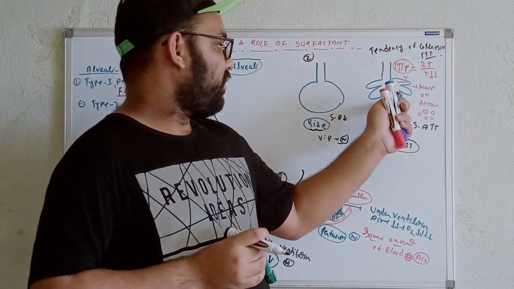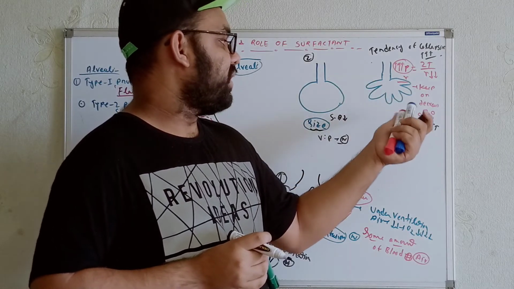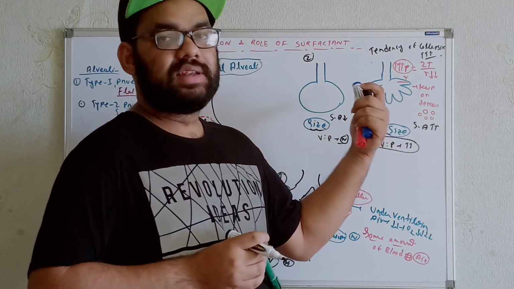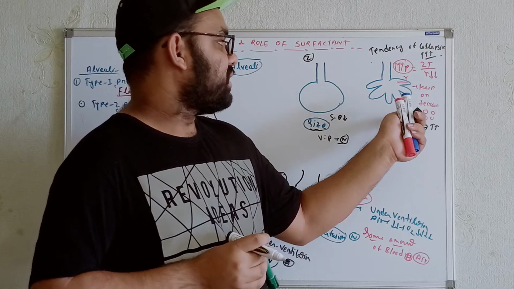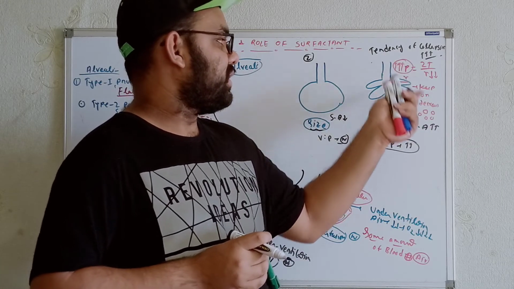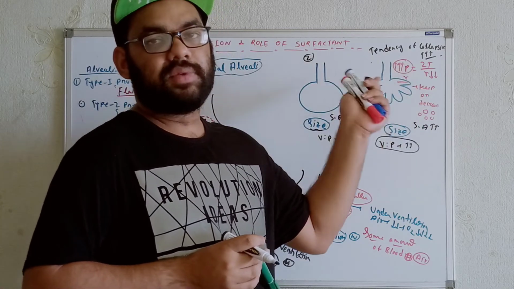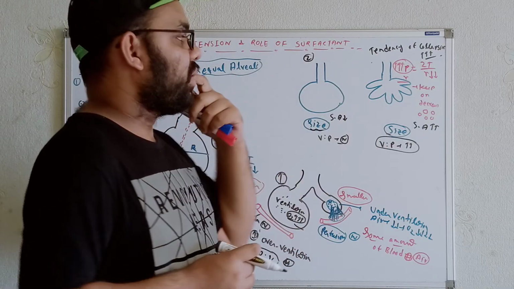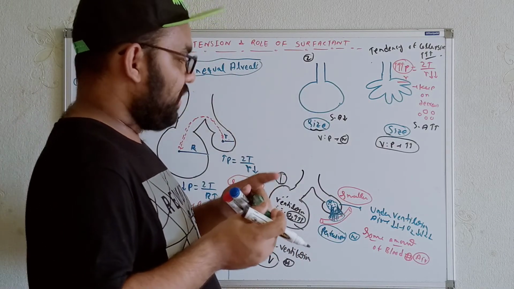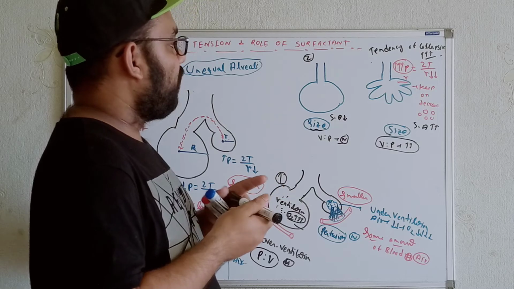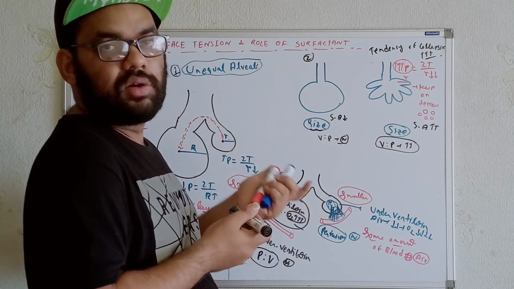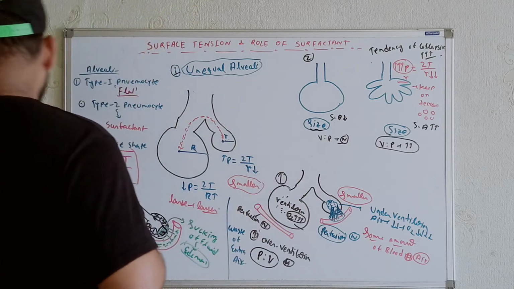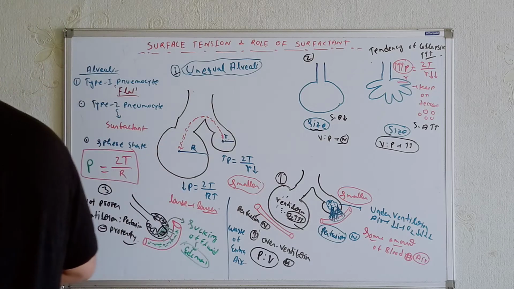But if we get a very small sphere, definitely the radius will be much less, and as a result the collapsing pressure will be much more. Whenever the collapsing pressure is much more, there is definitely a chance of developing a collapsing tendency, alveolar collapse. Now we'll talk about the surfactant to solve these situations.